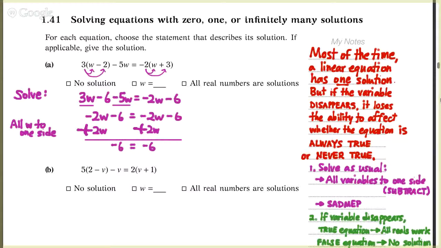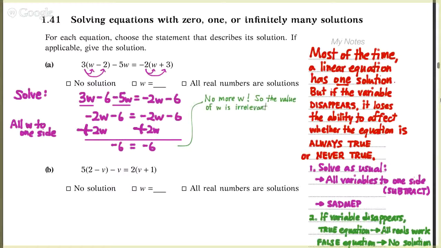And when the dust settles, the only things left on the left and right-hand side of this equation are constants. Negative 6 is equal to negative 6. So my w's are gone. They've vanished. And therefore, again, w has lost the ability to affect whether this equation is true or false.